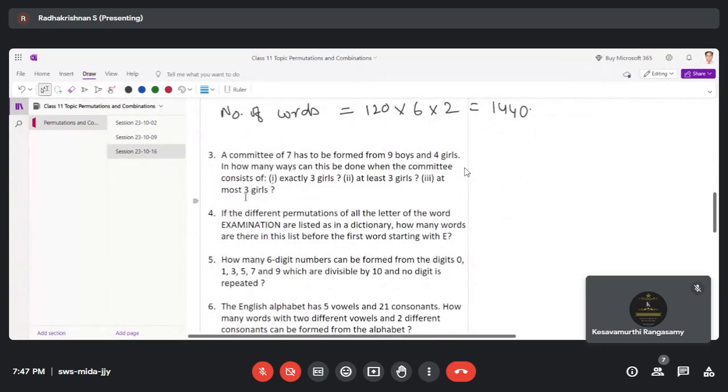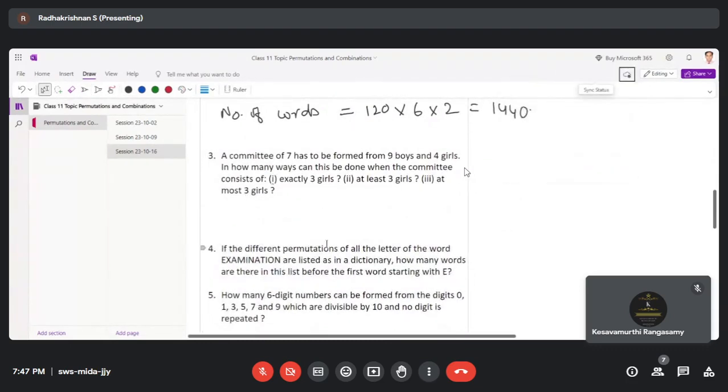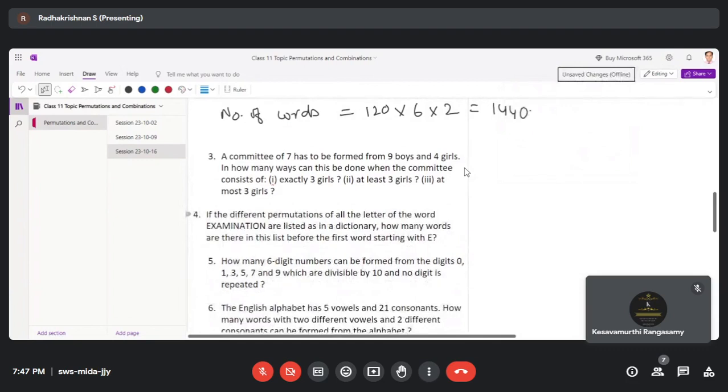Some of the problems, similar problems, I don't want to keep doing all the problems. So if you think that you can solve any problem, I would like to skip it and move on, so that you can take it as your exercise.